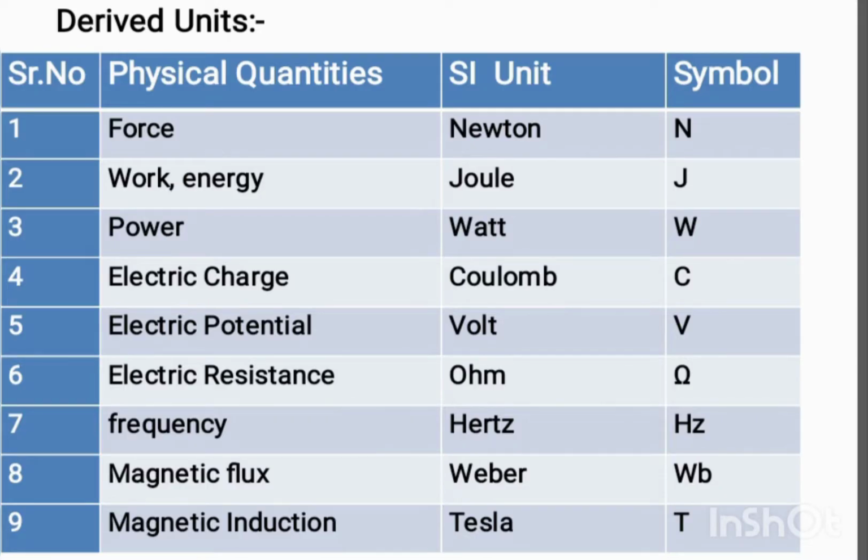Well students, derived units are also physical quantities. So their units are as follows. Force is measured in newton, symbol N. Work and energy are measured in joule, capital J. Power in the watt, and the symbol is W.